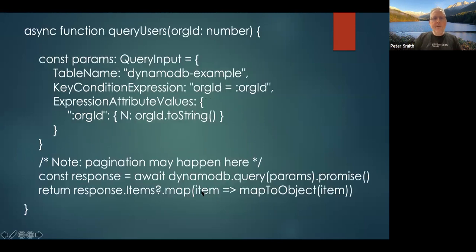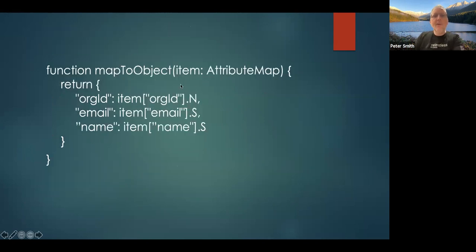Okay, now that little function that I showed you here, the map to object function, that's a little thing that I wrote. What that does is take an item, which is a type attribute map, and this is the return value that DynamoDB gives you. It reaches into that item, pulls out the various fields, and then uses the .n or .s based on what type it is to actually give me the object that I want.